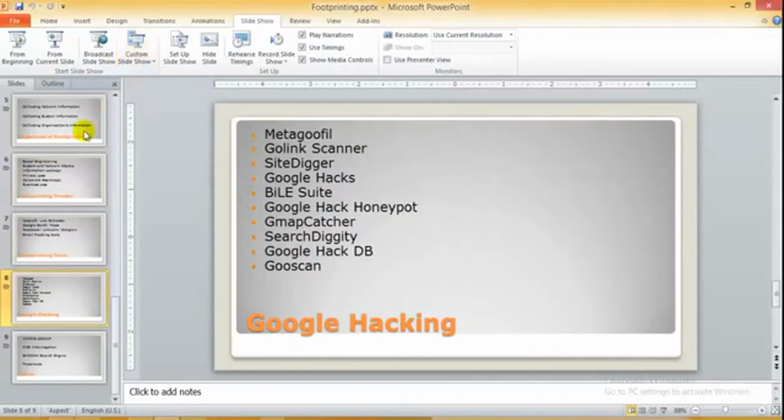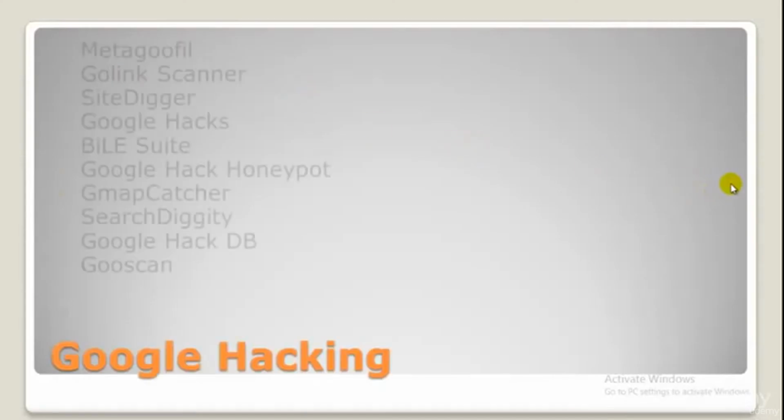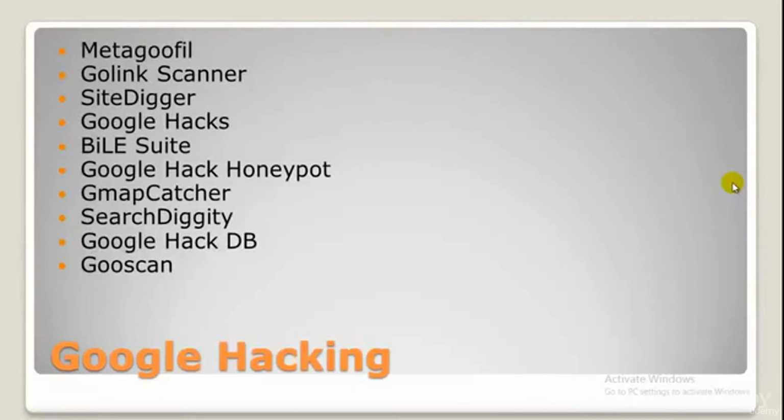Coming to our next part, the Golang scanner. The Golang scanner removes the cache from your searches and collects and displays only vulnerable site links. Thus it allows you to find vulnerabilities wide open to Google and Googlebot. We have SiteDigger, which searches Google's cache to look for vulnerabilities, errors, and configuration issues. Google Hacks, as I told you, is a compilation of carefully crafted Google searches that expose novel functionalities from Google search and map services. We have BiLE Suite, which stands for bidirectional link extractor, and it applies a simple statistical weighing algorithm to reduce the websites to those that have the strongest relationship with the target site.